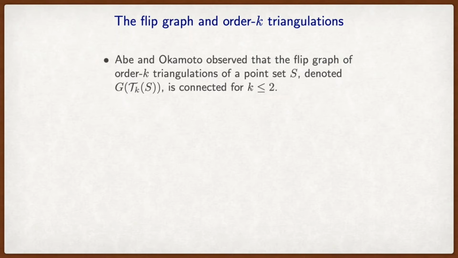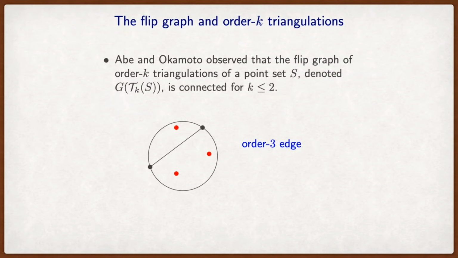A connection between the flip graph and order K triangulations comes from the flip graph of triangulations defined by order K edges. Consider 2 points. The edge defined by such points is called an order K edge if there exists a circle passing through these 2 points and enclosing at most K points in its interior.